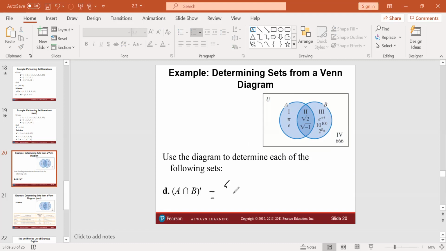So this is going to be pi makes it in, e makes it in. We ignore root 2, we ignore root -1. We're going to do e to the pi i. We're going to do 10 to the 100th power. We're going to do that weird 2 to the NO power.